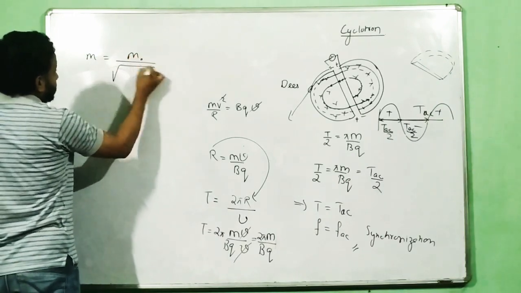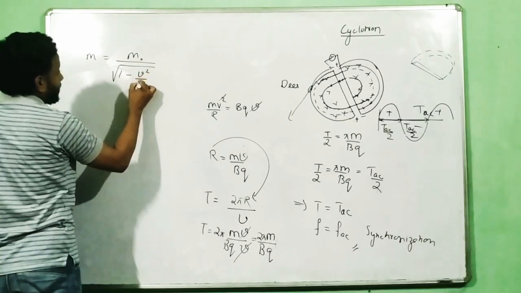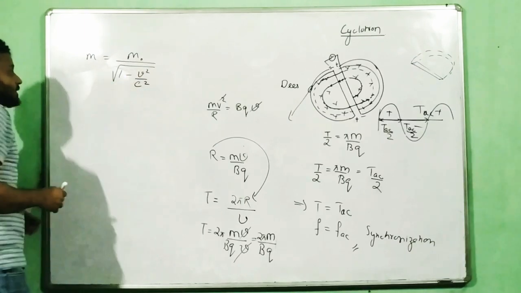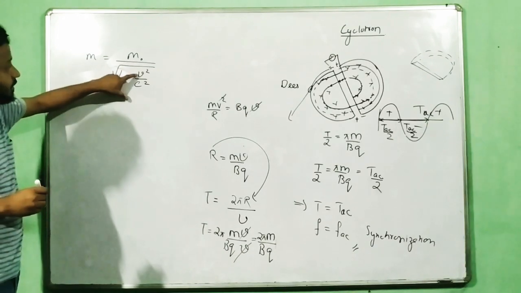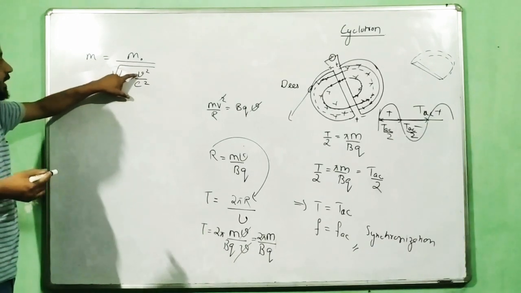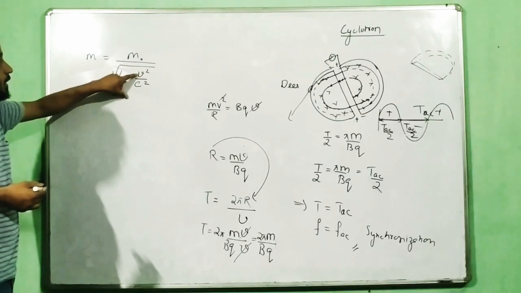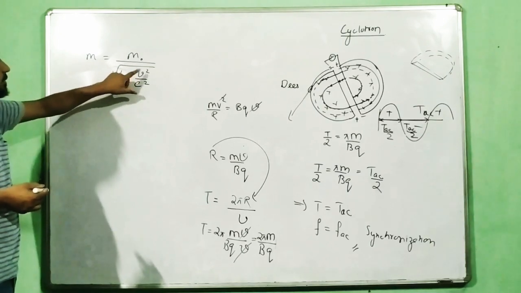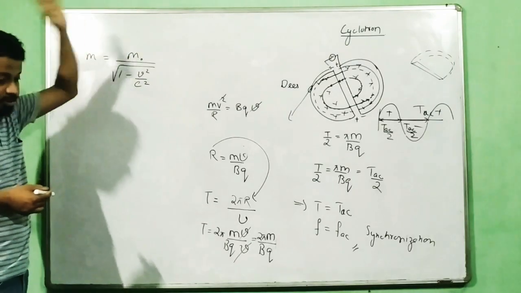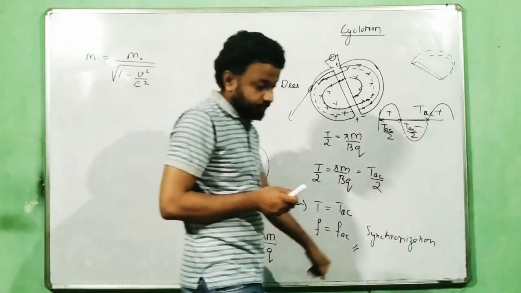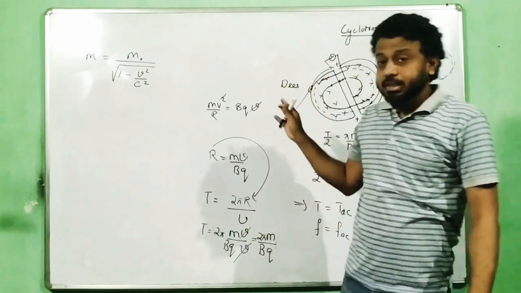And this is the formula: 1 minus v square divided by c square, where v is the velocity of the body and c is the velocity of light. So if you can see here, let us think, for example, when v becomes equal to c, then this becomes 1. So 1 minus 1 is 0. Square root of 0 is undefined. Everything becomes undefined. Correct? That is what is happening over here.